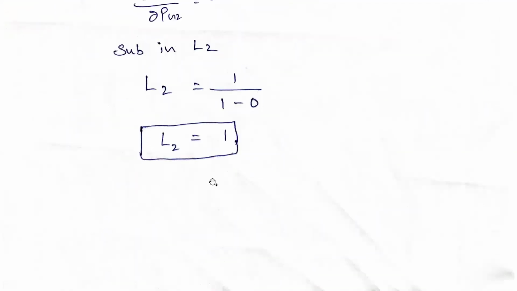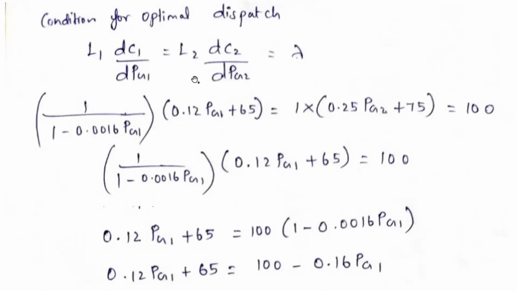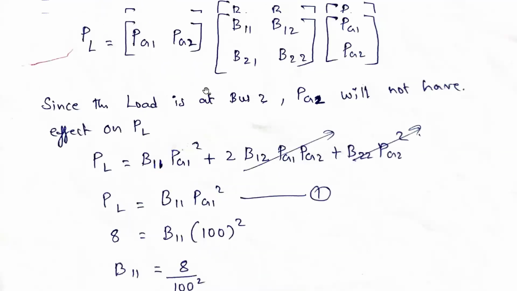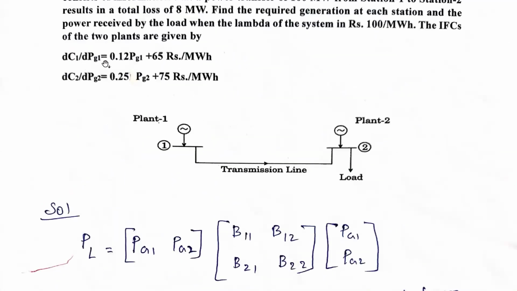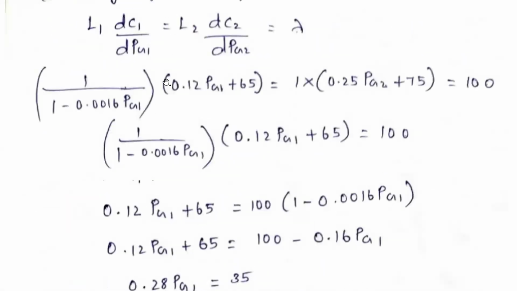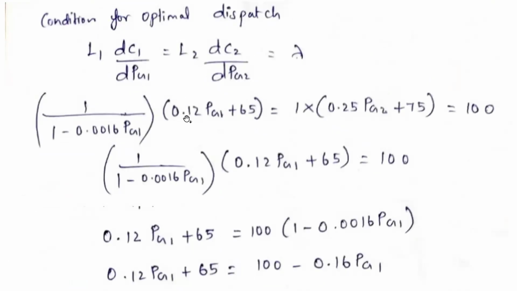Now the condition for optimal dispatch. We are substituting this L2 as 1, and L1 we already calculated as 1 divided by 1 minus 0.0016 Pg1. Next, dC1 divided by dPg1 is already given in the problem, so we just substitute it here. It will become 0.12 Pg1 plus 65. Next, L2 we substitute as 1, and this part is also given in the problem, 0.25 Pg2 plus 75.